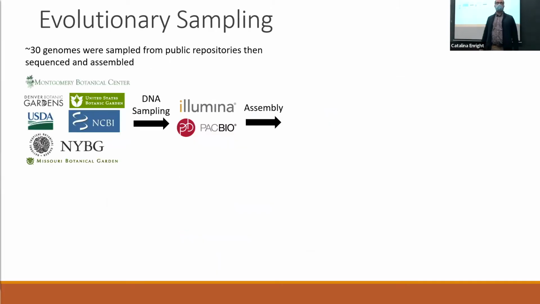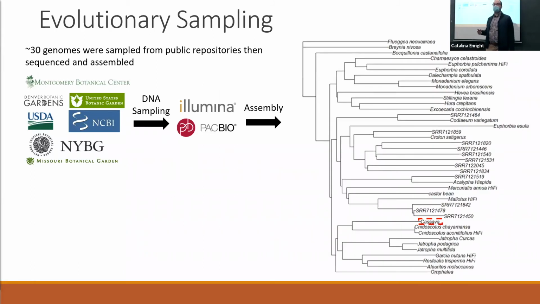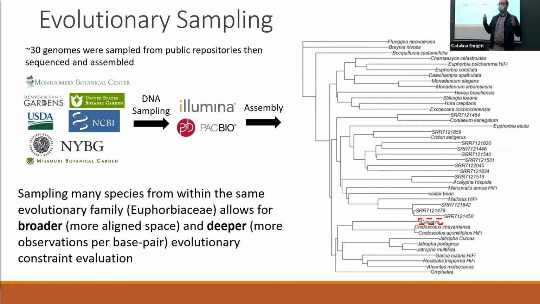So what we want to do is maximize our evolutionary sampling while maintaining comparative biology and similar alignable space. We did this by sampling around 30 genomes across public repositories and botanic gardens. We sequenced them using short and long read technologies, and assembled them. I'm glazing over that, but it was a lot of work on the project. We come out of this with a big set of assembled genomes, with cassava highlighted in red. Some are closer and some farther related to cassava, but we're trying to sample as much as we can within a similar evolutionary background, to get both a broad, more alignable space and deeper evaluation at every base pair.